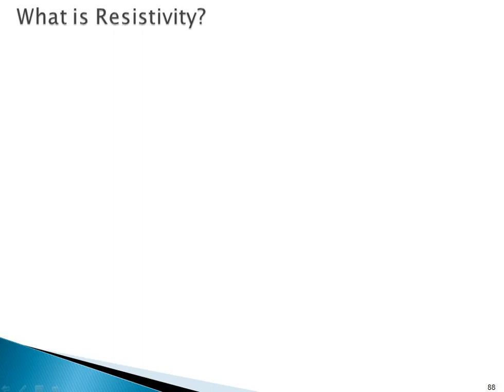What is resistivity? We know resistance of a conductor is directly proportional to length. Resistance of a conductor is inversely proportional to area of cross section. If we combine these two equations, we get this equation. And here the constant of proportionality is known as resistivity.